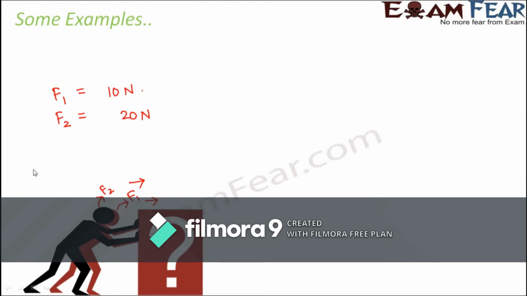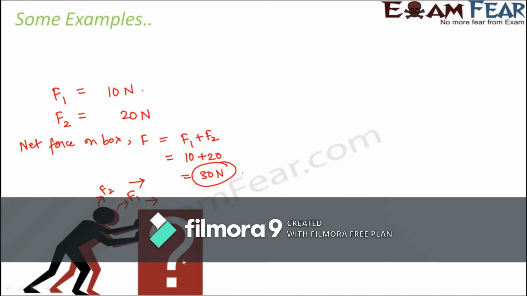So what would be the net force on the box? The net force on the box, let us denote it by F, will be equal to F1 plus F2, because we have learned that forces applied in the same direction get added up. So this becomes 10 plus 20, which is equal to 30 Newtons. So a total of 30 Newton of force is acting on this box, in this direction, and therefore the box will tend to move in this direction.